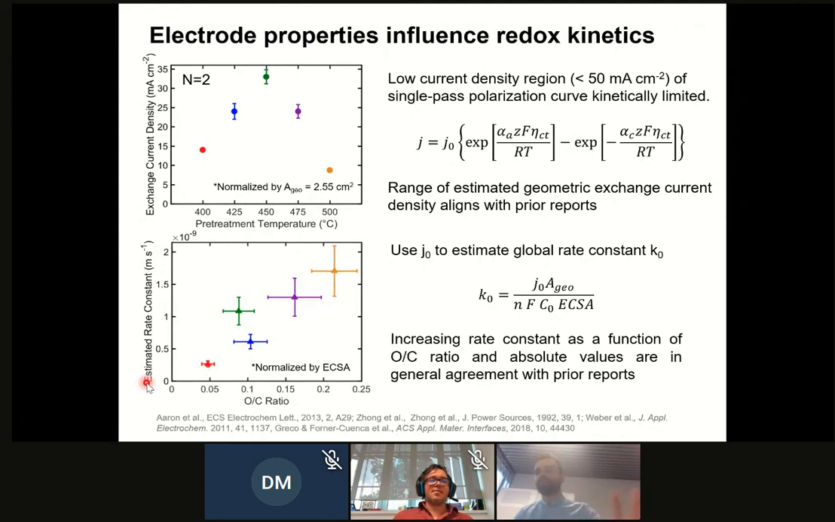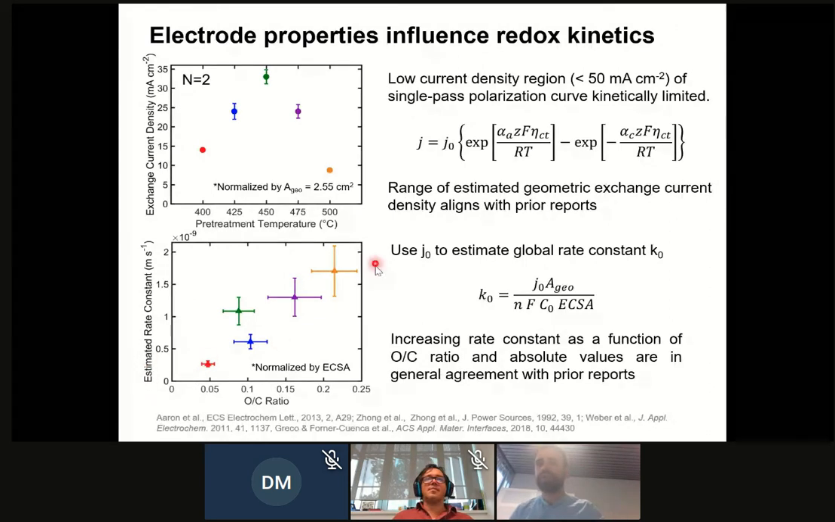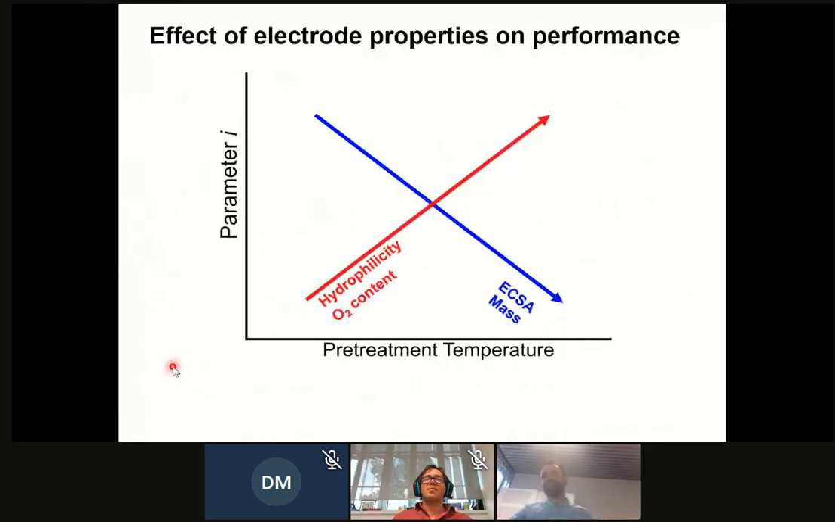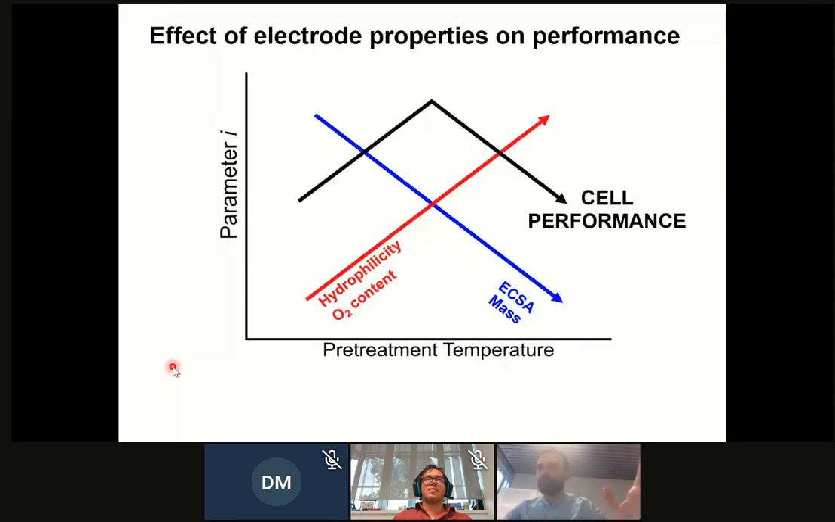And I don't want to make strong conclusions from that because there are several assumptions. You have to assume that your capacitive surface area is representative of an actual electrochemical active surface area. But we start to believe that indeed oxygen functional groups do play a role in the kinetics of those particular reactions. So that's what we learned, that there are a few properties that go up, there are other properties that go down, but the cell performance seems to find a sweet spot in between these two.